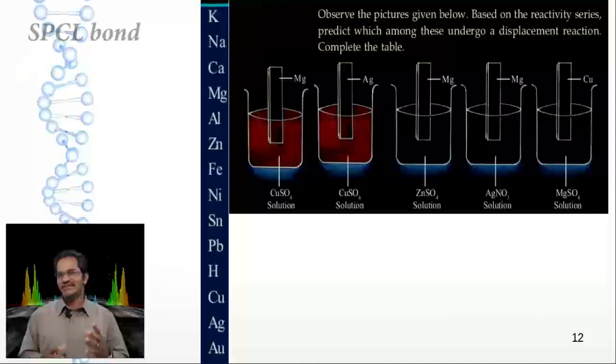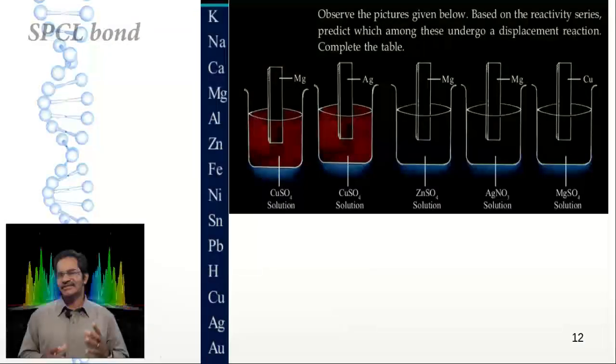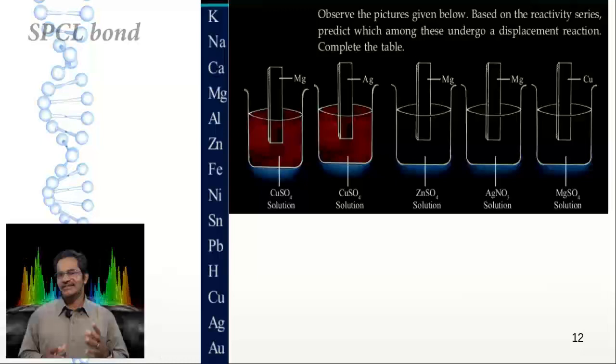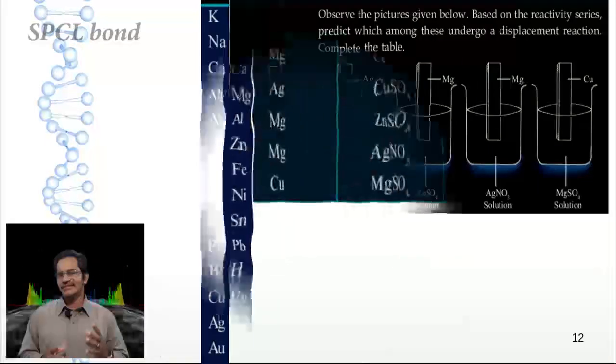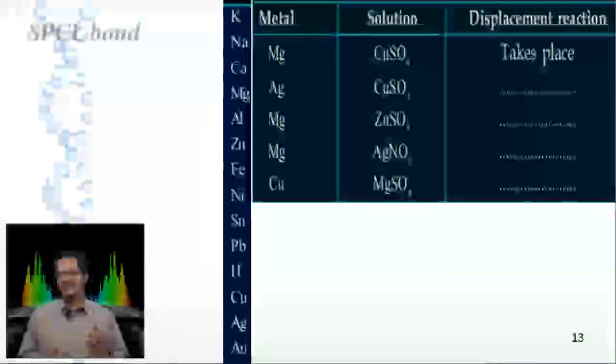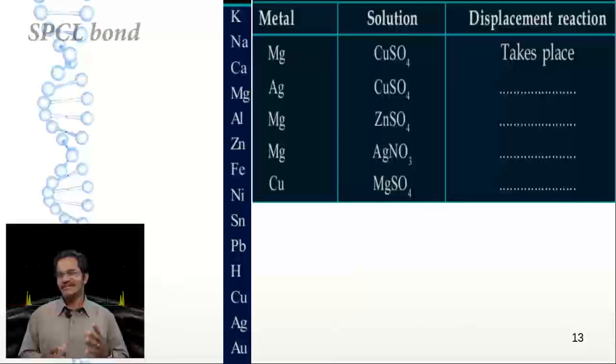Then the third one, magnesium and zinc sulfate solution. No doubt magnesium is more reactive compared to zinc. So, magnesium can displace zinc from zinc sulfate solution. It is a displacement reaction, so fill the blank: takes place.